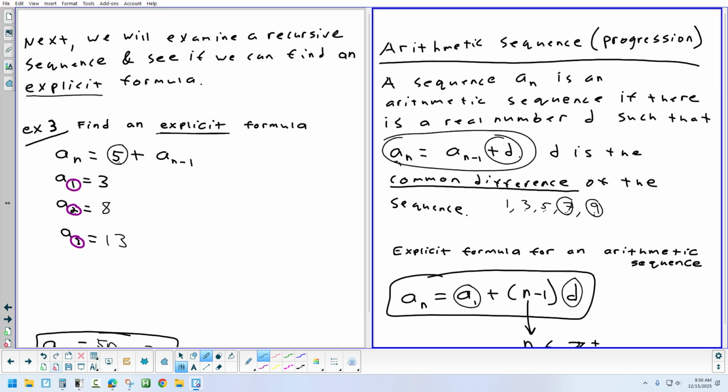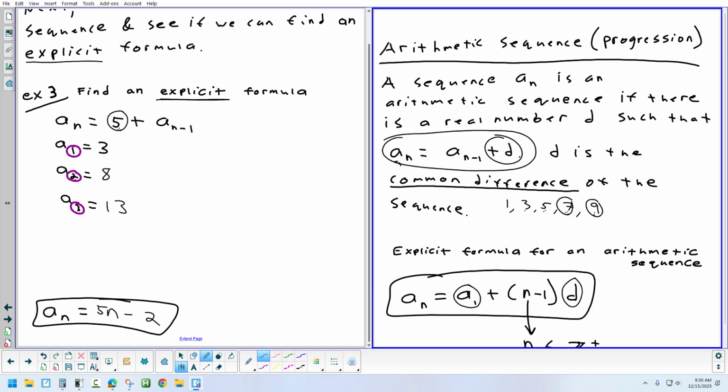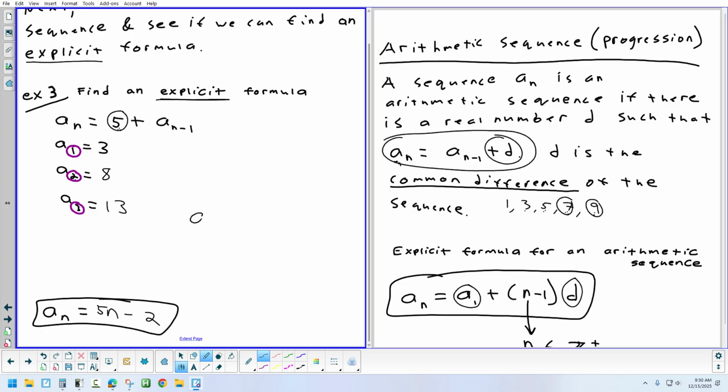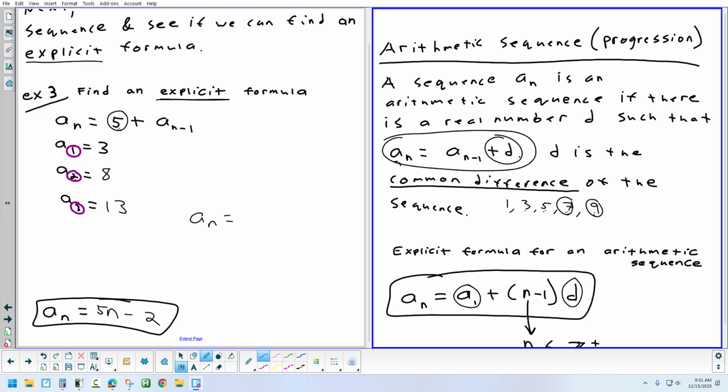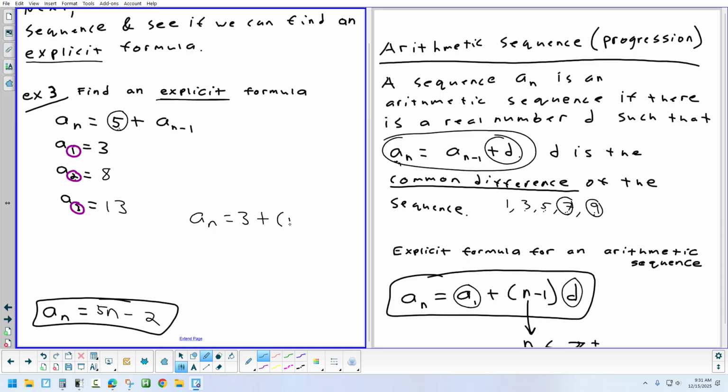Okay, so let's go back to this one. We were able to figure out the pattern here was 5n minus 2. But let's see if we can figure this out without trying to guess. We're going to follow the formula and see what happens. So a sub n equals first term. What was the first term in example 3? 3. Plus n minus 1 times d, and d is what we call the common difference. It's what you add each time. What did we add each time? 5.